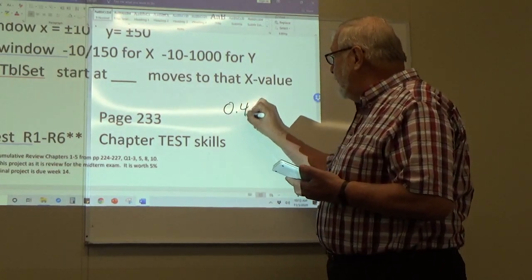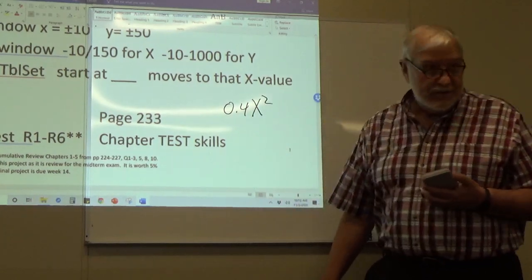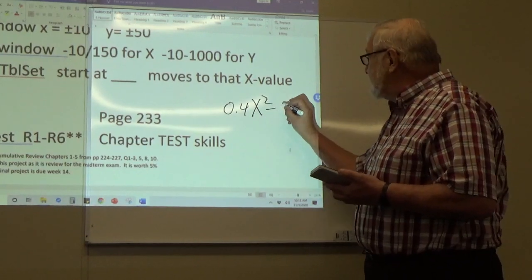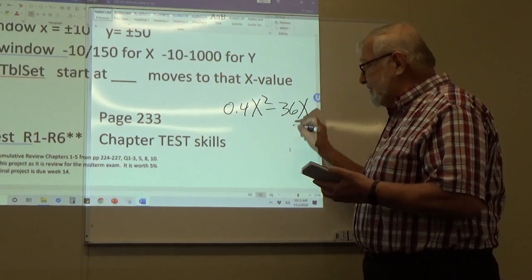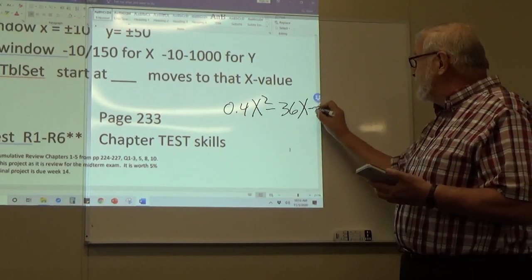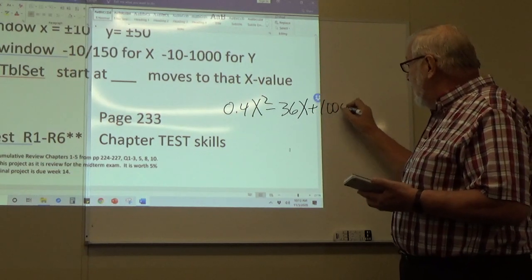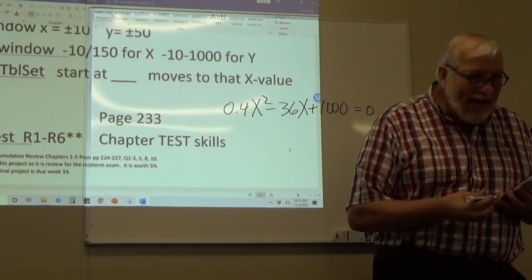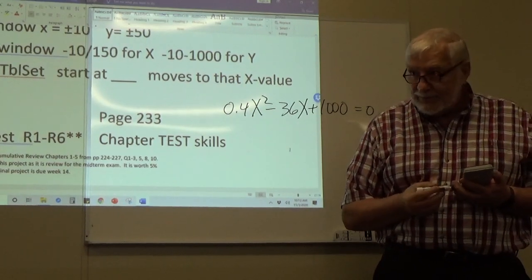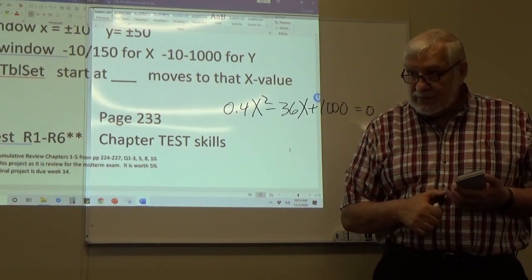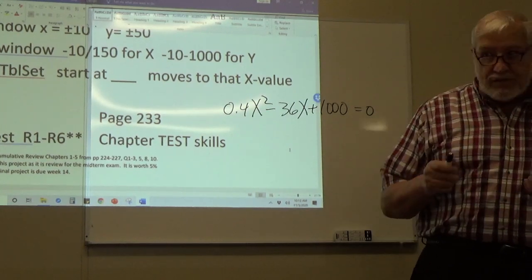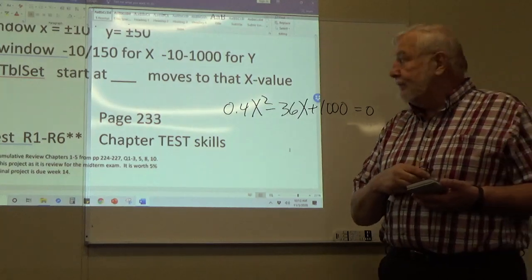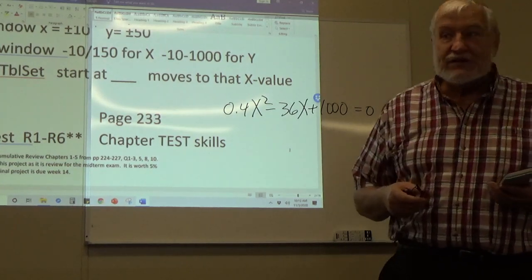So 0.4x squared, because the a is with the x squared, then minus 36x plus 1,000 is the equation for any age person. Because the 20, the 30, and the 40 were the ages of the people. All right, so you see where the equation came from?